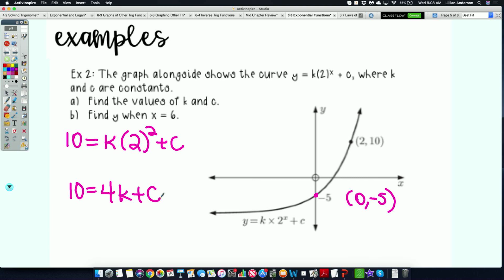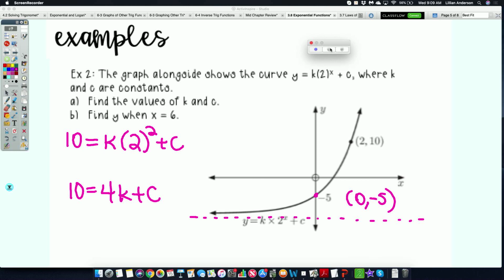Are we able to solve any? No, c is your horizontal asymptote. So we don't know what that is just yet. We don't know what's that lowest value. But 10 is the y coordinate when x is 2. Can't solve for k or c in this case.